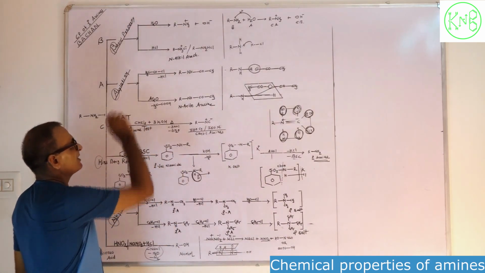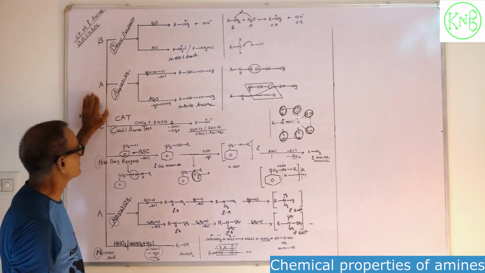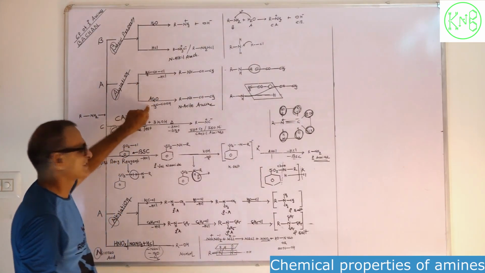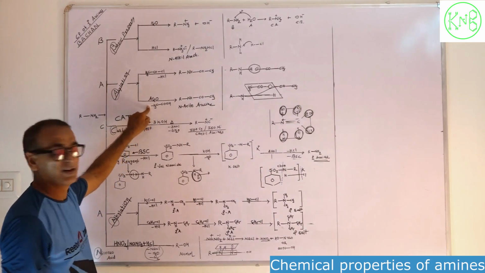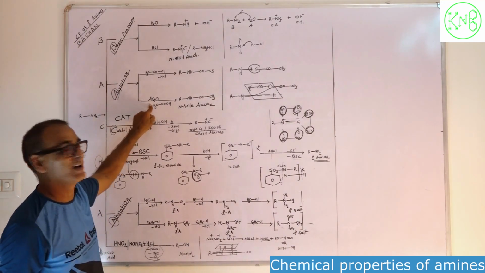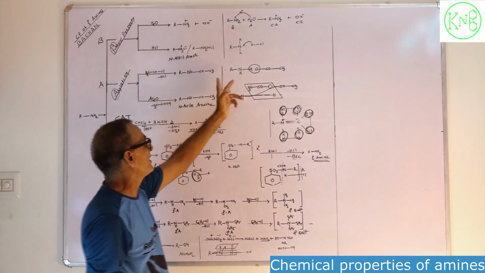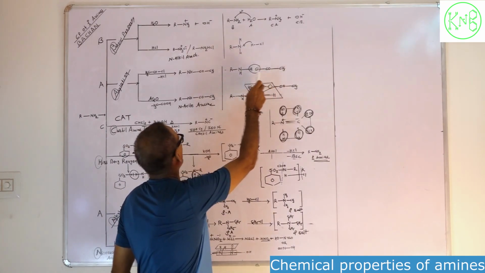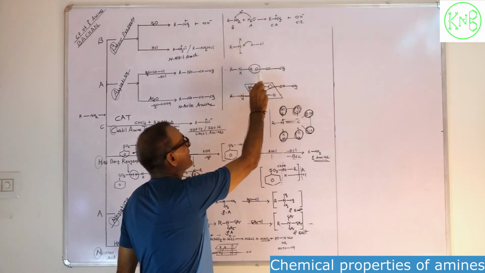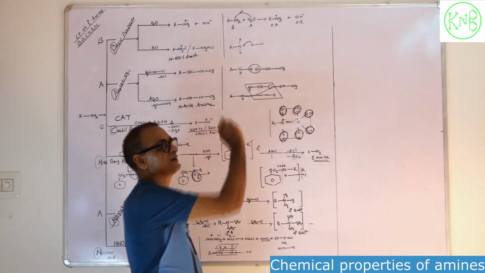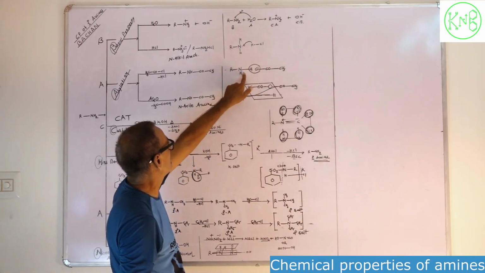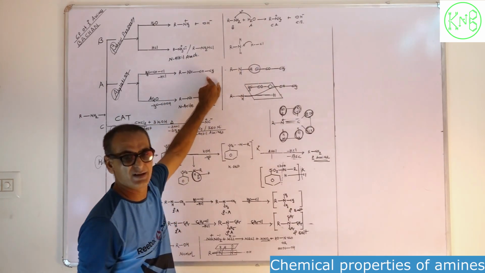Second reaction, acylation. This reaction is done with acyl chloride, and the second reagent used for acylation is acetic anhydride. What is the mechanism of the reaction? RNH2, and write the acyl chloride reversed. The Cl part of acyl chloride and H part of amine will be removed as HCl byproduct, and finally RNHCOCH3. This is our main product.